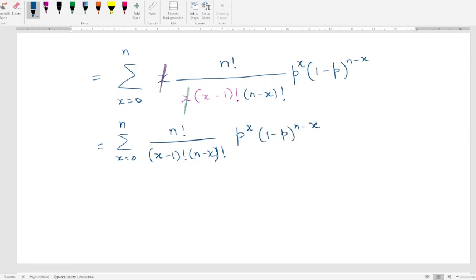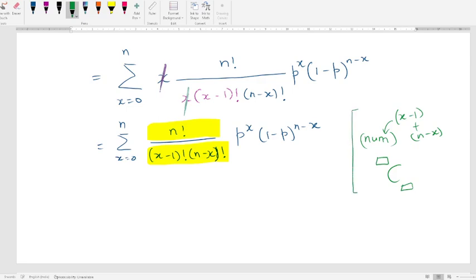Now you see that the numerator of the summation term is n factorial, whereas the denominator is x minus 1 factorial and n minus x factorial. So it would be nice if we could get the factorial term of the numerator as equal to x minus 1 plus n minus x, right? Because if we can do that, then we can somehow put that in the something C something format, correct? So that is the idea.